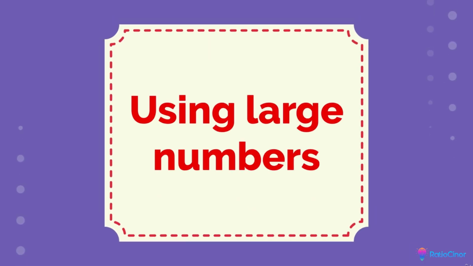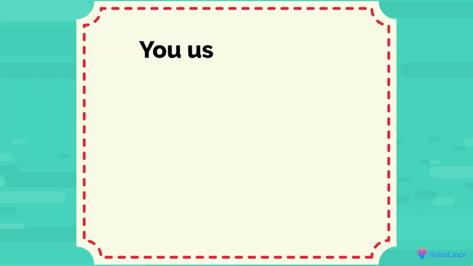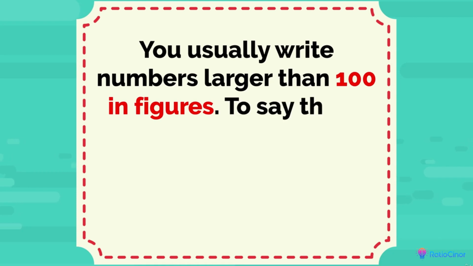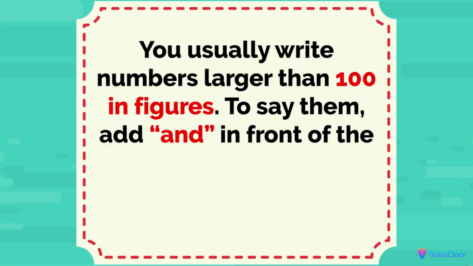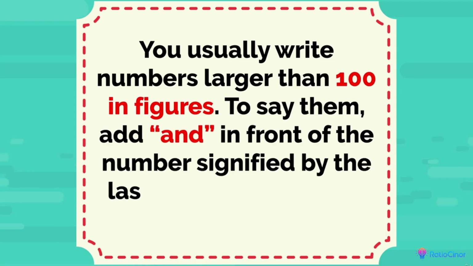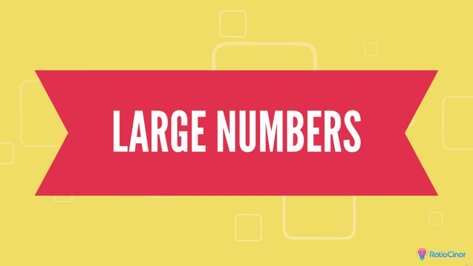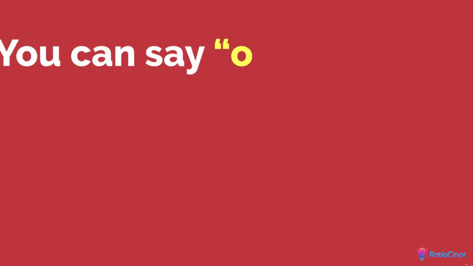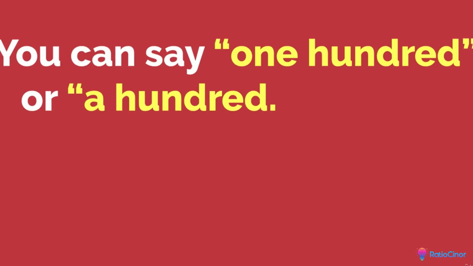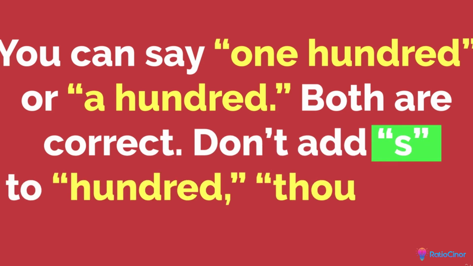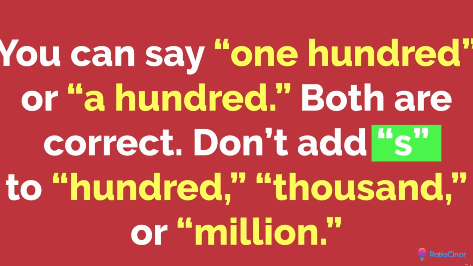Using large numbers. You usually write numbers larger than 100 in figures. To say them, add and in front of the number signified by the last two digits, such as 110. Large numbers. You can say a hundred or one hundred. Both are correct. Don't add s to hundred, thousand, or million.